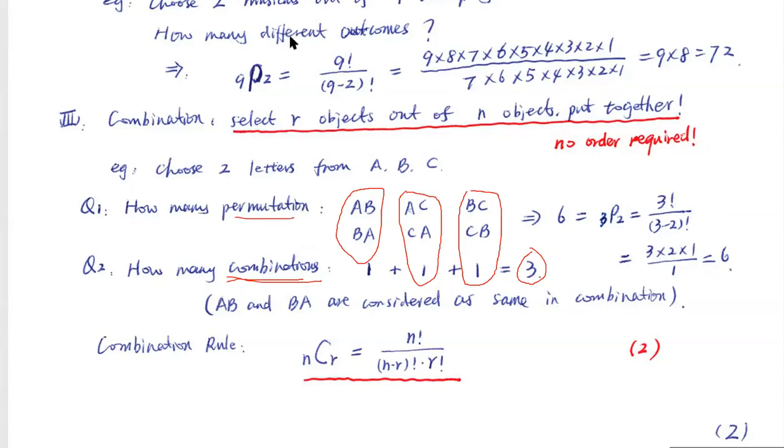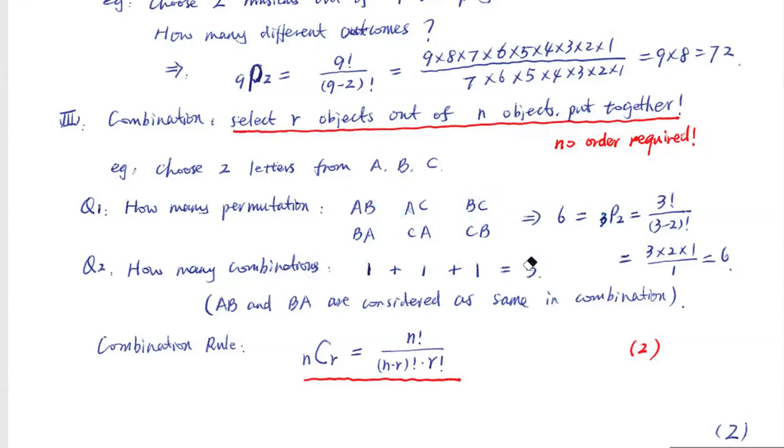Okay, sure. So these 6 permutations are in an order. When we have AB, A is first, B is second. When we have BA, B is first, A is second. They are different in permutation.